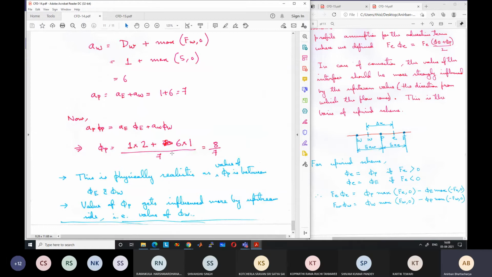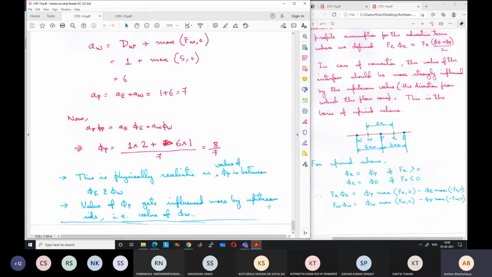But I am trying to give as much insight as possible. Although we are going in a mathematical fashion, we are trying to derive as much insight or look into the physics also as much as possible. So now we have studied two schemes. One is the central difference and one is the upwind scheme.